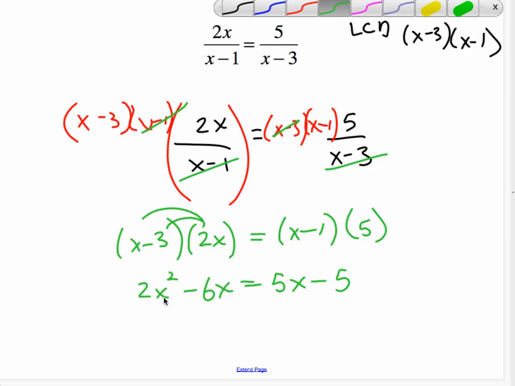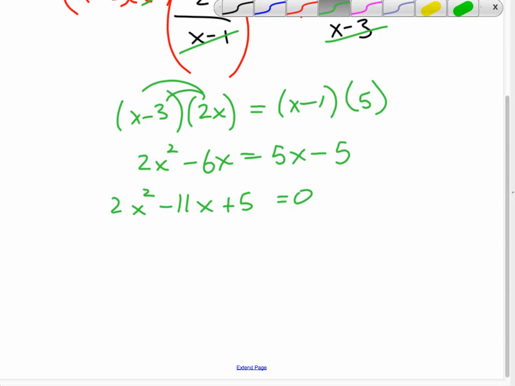Seeing that I have an x squared, I'm going to just bring everything to the left side. So 5x to this side will be subtract, so it would be a negative 11x. And minus 5 over this side would be a plus 5. Equals 0. Okay, now the fun stuff begins. So now I need to solve this.